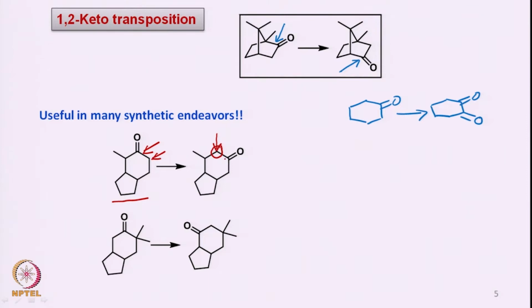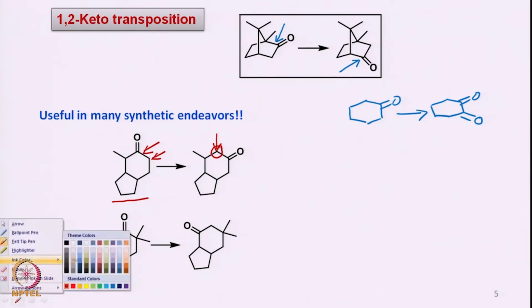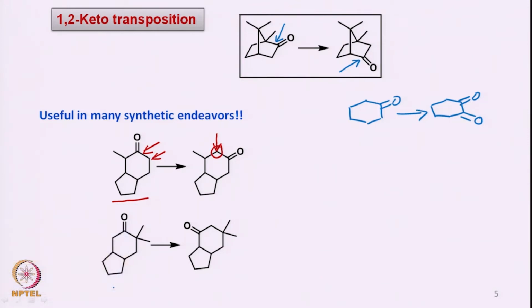Once that is done, you now have two possibilities. One is functionalization at this center, and the other is at this center. Now that you have a choice, if somehow you have arrived at this molecule, and you want to convert the carbonyl group from this position to the next position, then what are the ways? This is just a hypothetical example which I have shown.